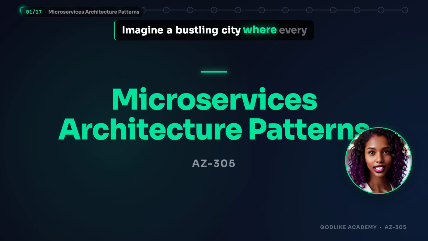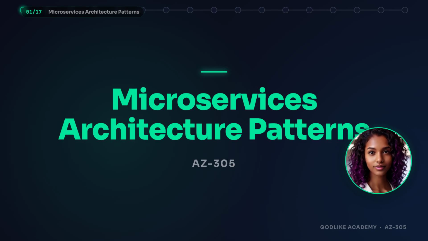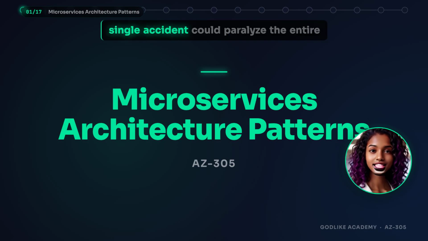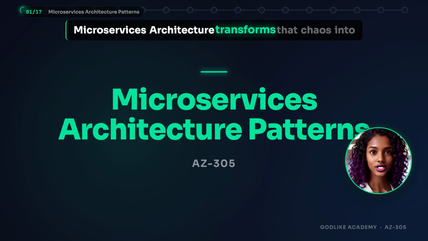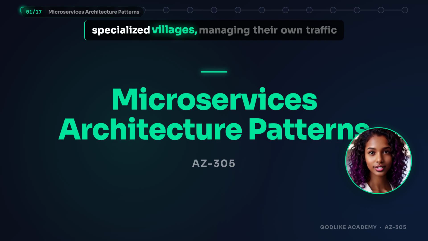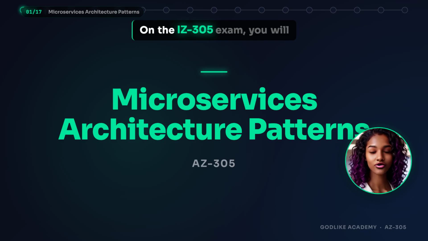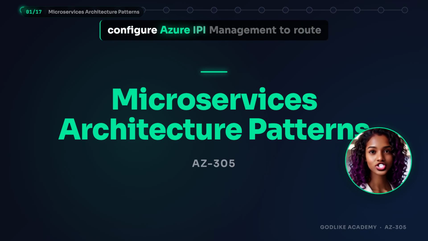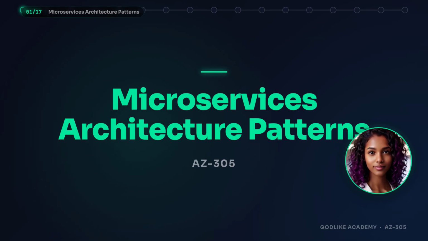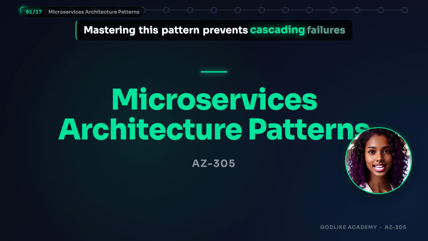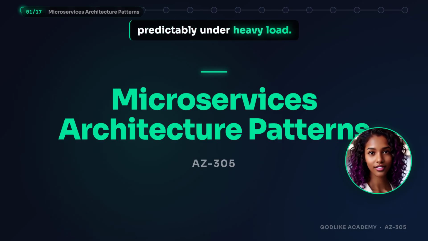Imagine a bustling city where every building connects directly to every other building with its own private road. Traffic would be chaotic, and a single accident could paralyze the entire grid. Microservices architecture transforms that chaos into specialized villages managing their own traffic independently. On the AZ-305 exam, you will configure Azure API management to route traffic safely between these services. Mastering this pattern prevents cascading failures and ensures your production deployments scale predictably under heavy load.